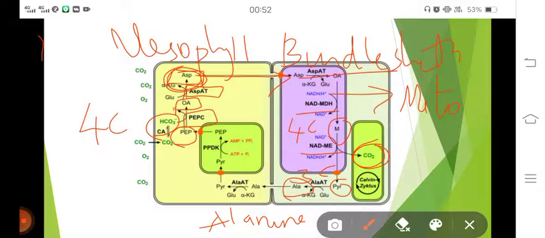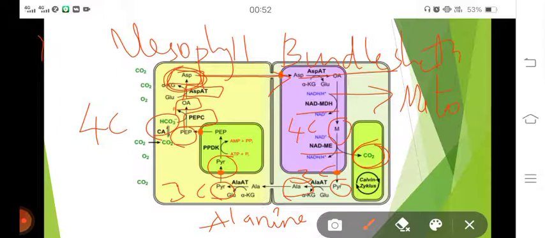The same reaction, that is aminotransferase reaction, and the enzyme is alanine aminotransferase. This alanine will enter into the mesophyll cells and again it gets converted back into the same molecule, that is 3 carbon molecule called pyruvic acid with the same aminotransferase reaction.